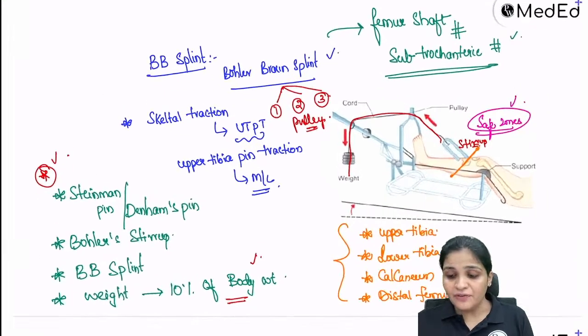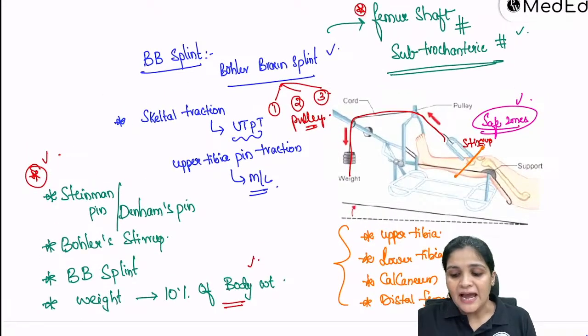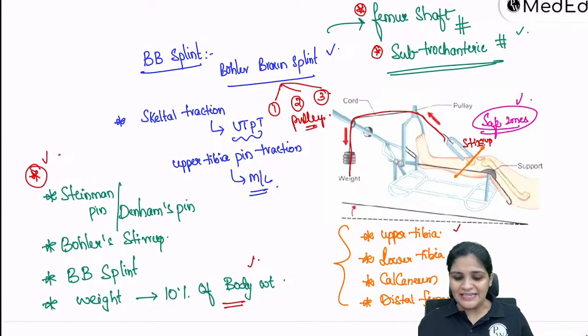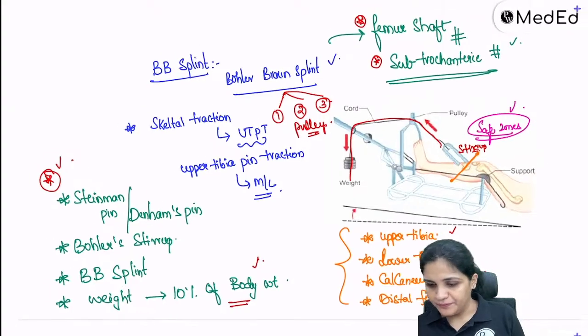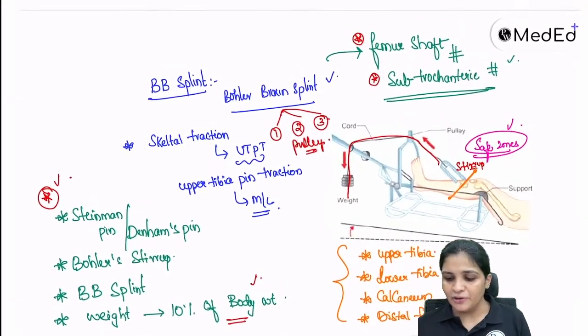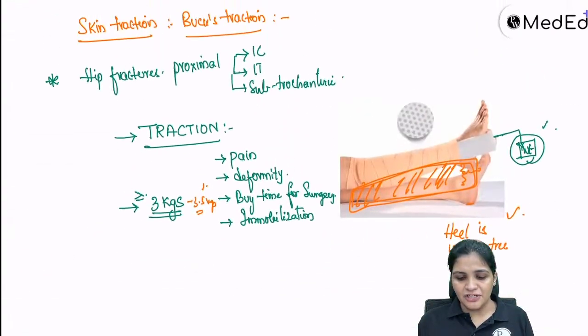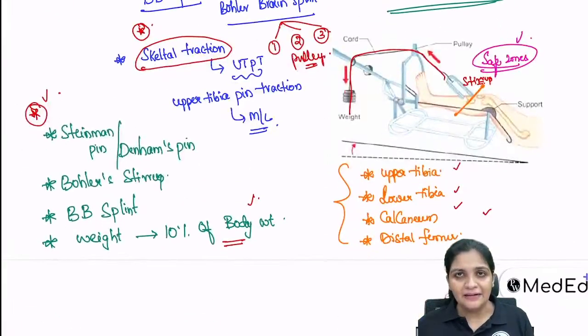Where do we use it? We use it in femur shaft fractures and subtrochanteric fractures, especially lower limb fractures. Where else can we put the pins? We can put the pins in the upper tibia, lower tibia, calcaneum, and the distal femur. These are the pin sites. Is that clear? So this is about your skeletal traction. This was your skin traction, and this is your skeletal traction. Fine?